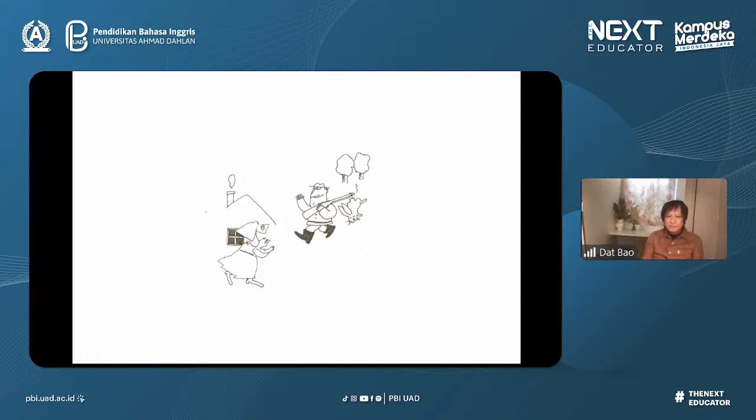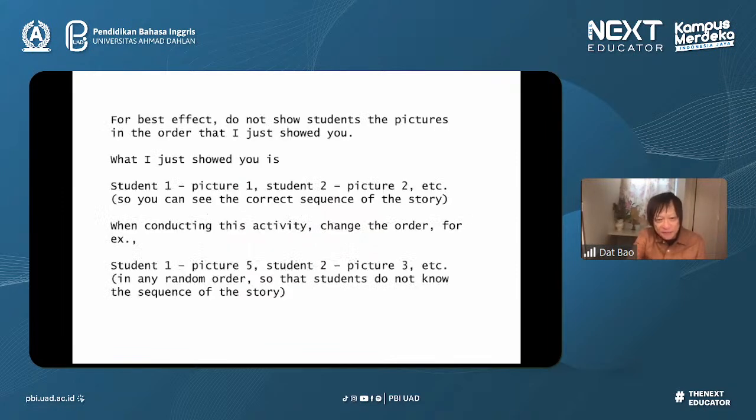We did this in Ika's class and it was really fun. So use this for your students. I'm sure they will enjoy it. They will laugh a lot. You can have a competition. Set up a competition to see which group works out the story first, and they win, and you have something for them.